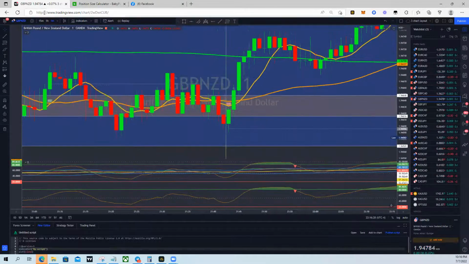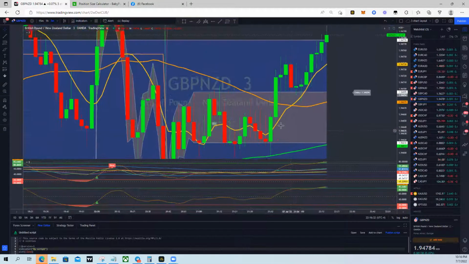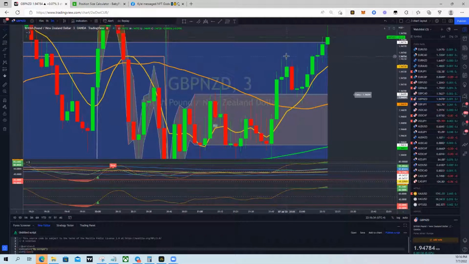Where was it? There you go. Out of the zone, gave you 10 pips, retest. Well, I don't think that was 10 pips, but it did retest.